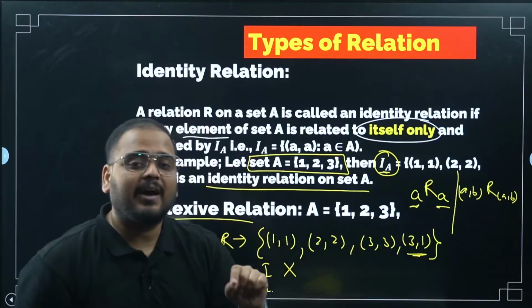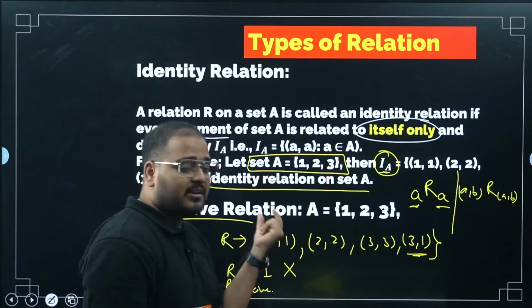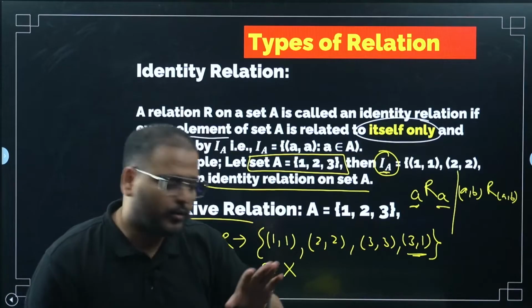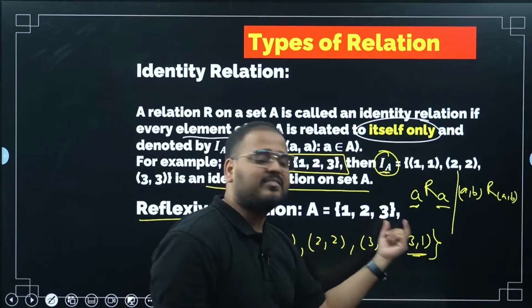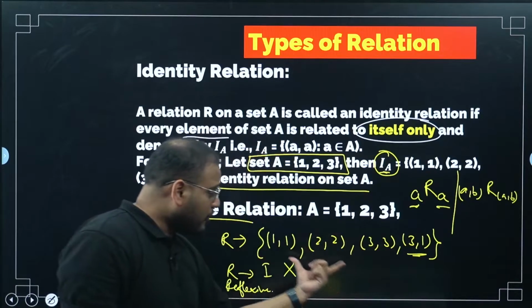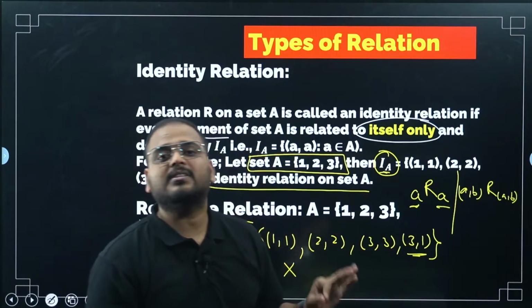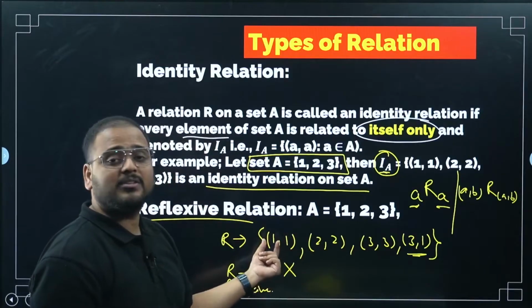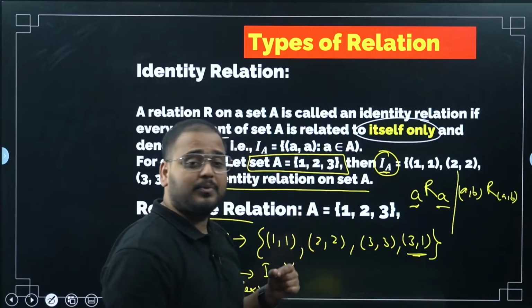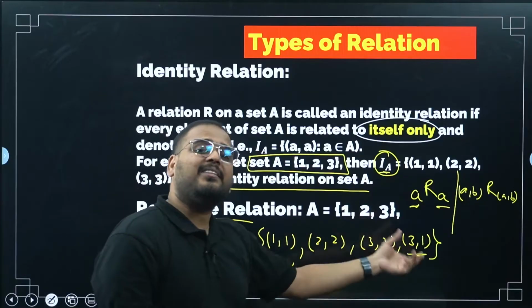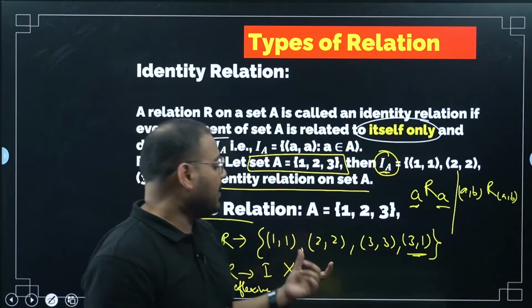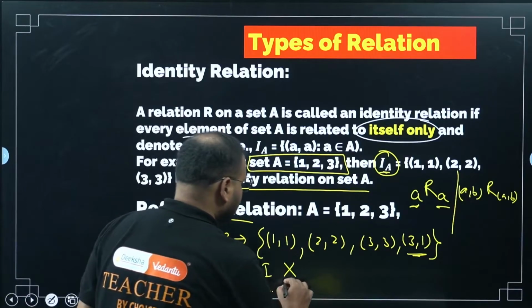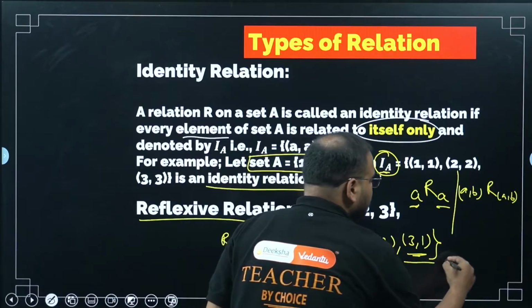Okay, the reflexive relation requires that the relation should exist with itself, but even if the extra part is coming, that also is okay. Even if an extra element is present apart from the itself part, that's okay with a reflexive relation. So 1 comma 1 should be there, 2 comma 2 should be there, 3 comma 3 should be there. Anything extra, great, no problem, but this should be there. So if I say this is a reflexive relation, the answer would be yes.